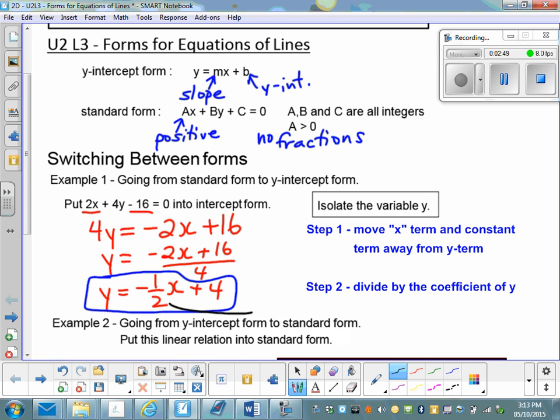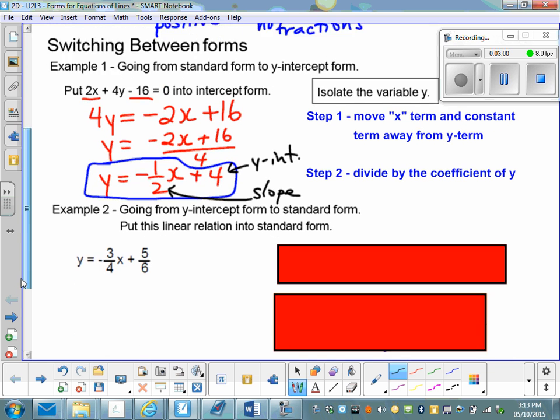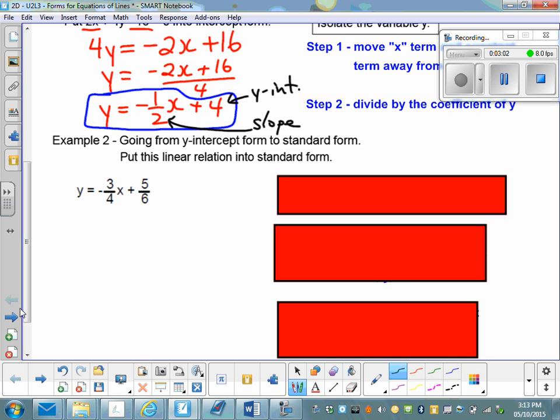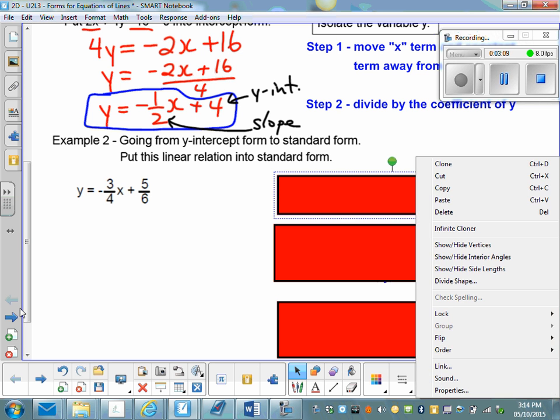And you can see we've got our slope for this line is negative 1/2, and our y-intercept is equal to 4. Example 2, we're going to go from y-intercept form to standard form. So now we're going to go in the opposite direction.